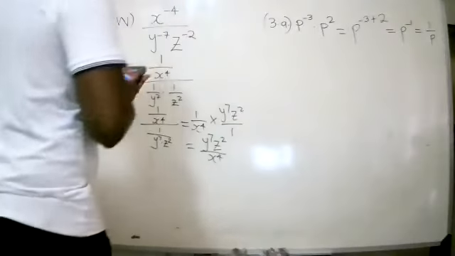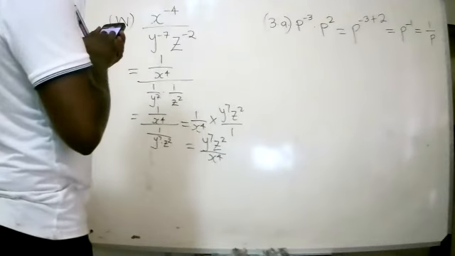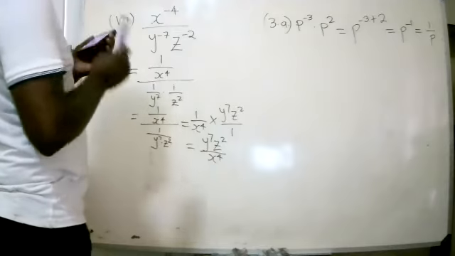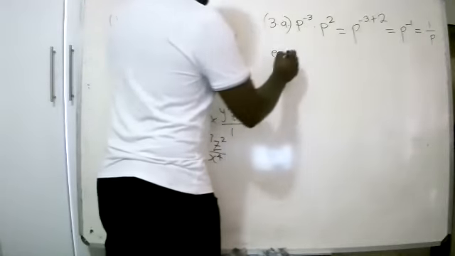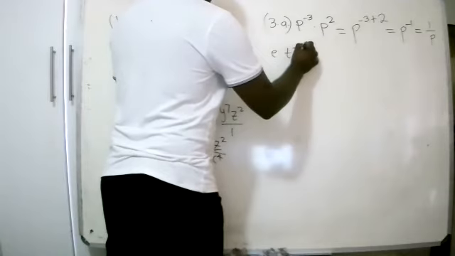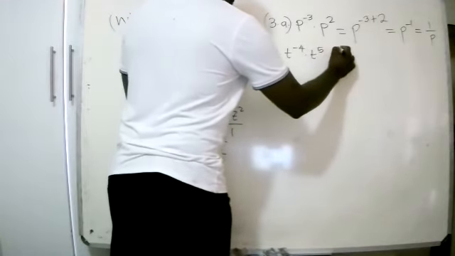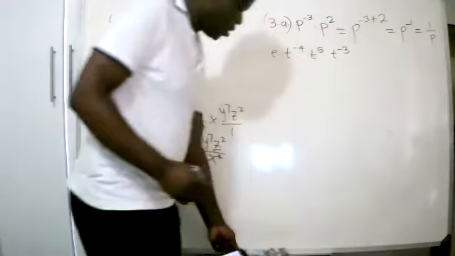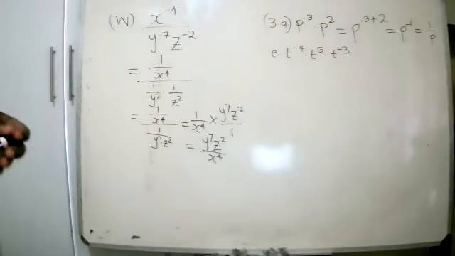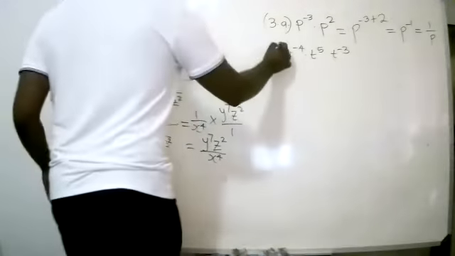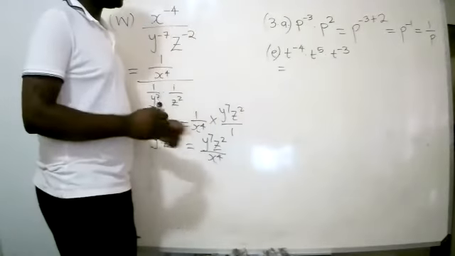Yes. All right. Let me do the second question for you. You will try the third one. I'm choosing question number 8 to do for you, where we are given t to the power of negative 4, t to the power of 5, and t to the power of negative 3. We are required to simplify that question.